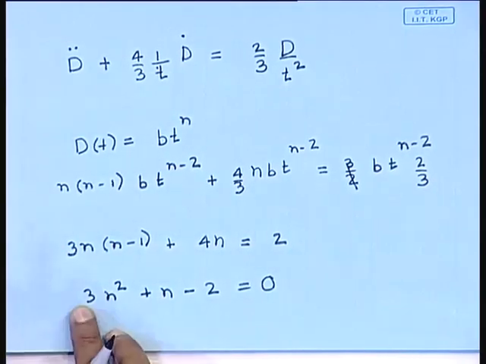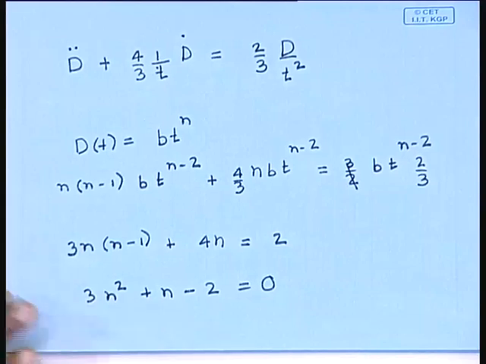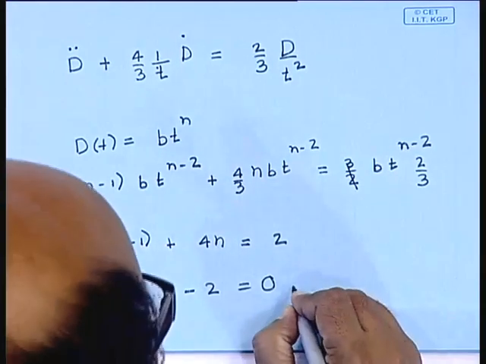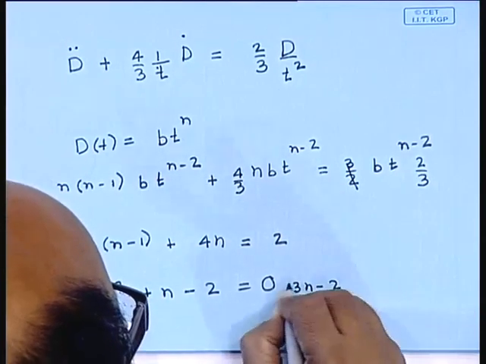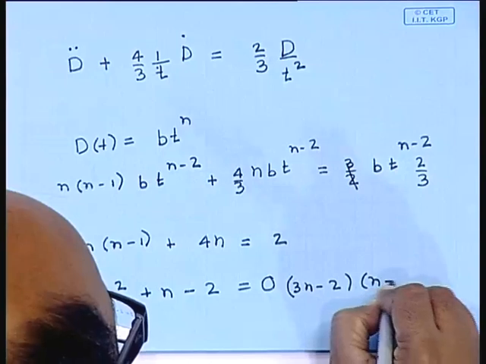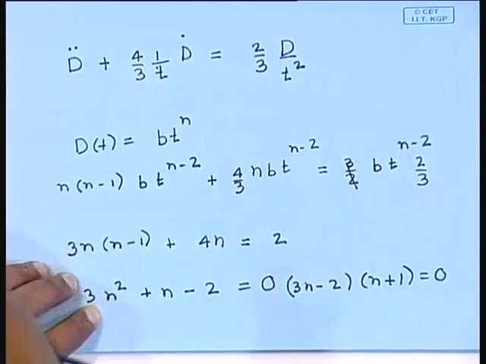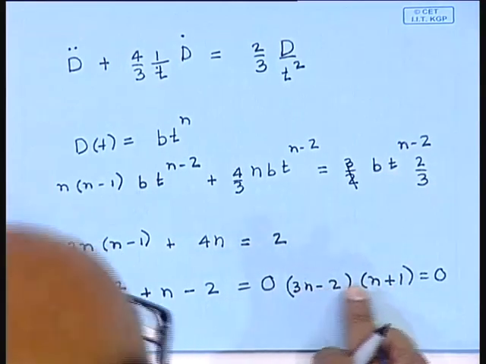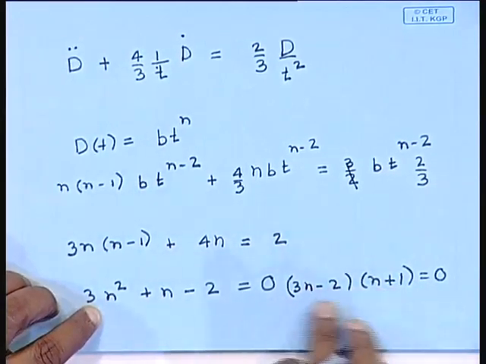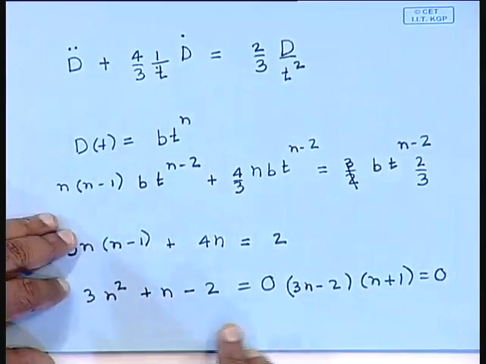So we want essentially solutions for this quadratic equation 3n square plus n minus 2 equals 0. So how can we factorize this? Let us see. 3n minus 2, n plus 1 is equal to 0. Does it do the job? 3n square plus 3n minus 2n minus 2, right. This equation can be factorized into this. So we now know the solution.